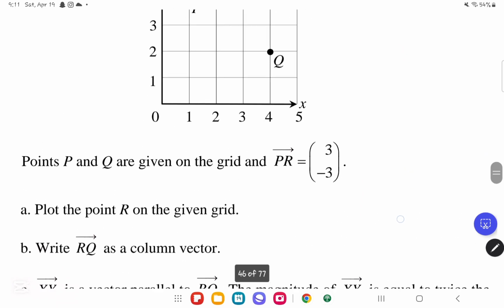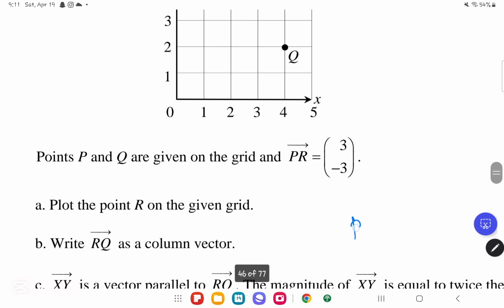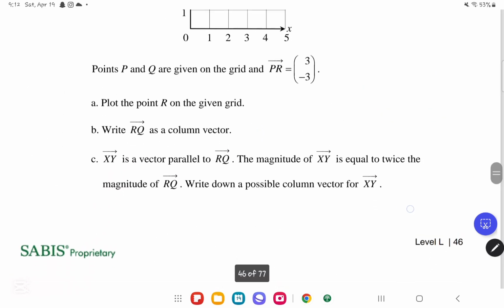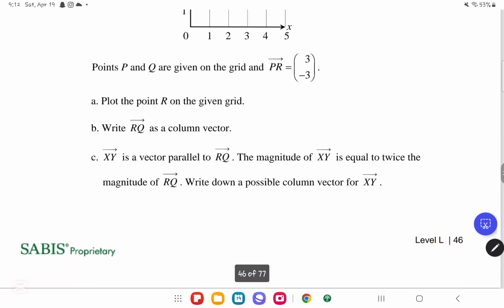They said, write RQ as a column vector. We know RQ, it is what? RQ is equal to, if you are going from R all the way to Q. So it's going to be initial plus vector is equal to final. We have the final, which is Q, and the initial, which is R plus the vector. We need to find the value of the vector. So vector is equal to Q minus R. What is the value of Q? Or what are the points of Q? Q, it is 4, 2. And R, it was what? It was 4, 1. You're going to subtract them from each other to get the vector to be 0, 1. Okay? 0, 1.